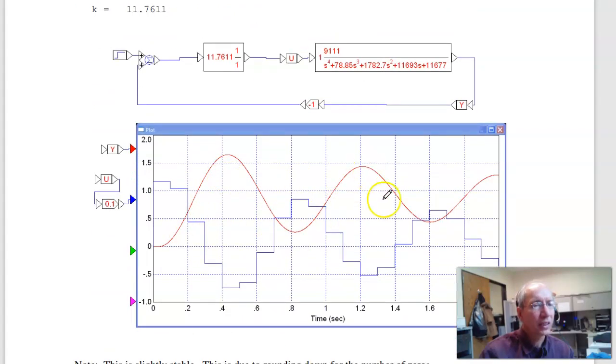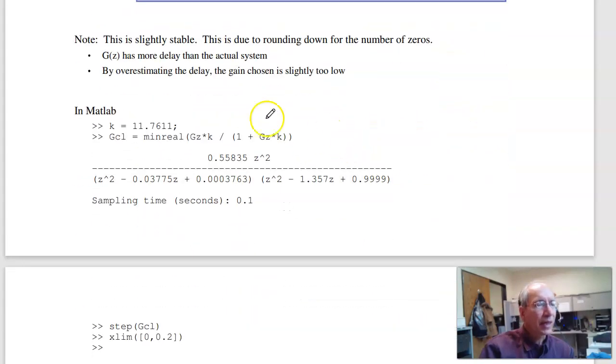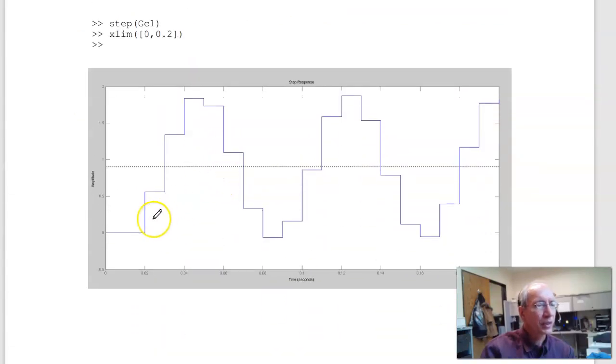And if I try it, it should be oscillating. Here this is slightly stable. The reason it's slightly stable is I rounded down. I said 2 poles at z equals 0. Slightly overestimated the delay. Less delay means it's more stable than I expected. So it's not oscillating, it's slightly stable. In MATLAB, I can just say here's k, form the closed loop system, take the step response, and there's your oscillations. So that is homework set number 10 for ECE 461-661.